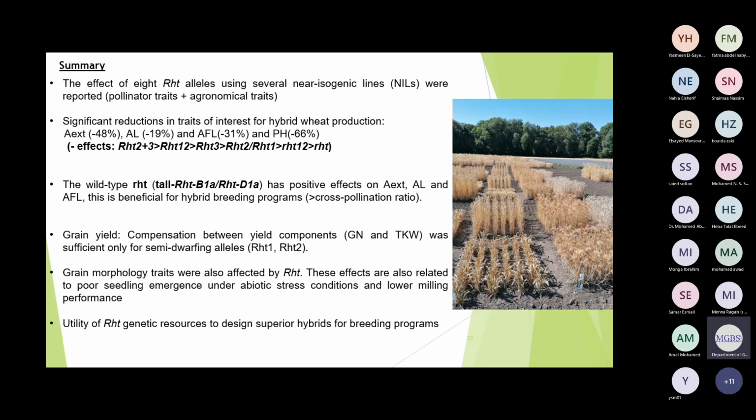For grain morphology traits, as I repeated in the previous slide, these traits were also affected by the level of dwarfing that we analyzed, and the reduction in these parameters is related to poor seedling emergence under adverse stress and also lower milling performance for obtaining flours and other subproducts. So our results, we think, are the first study showing the utility of the RHT genetic resources to design superior hybrids for breeding programs.